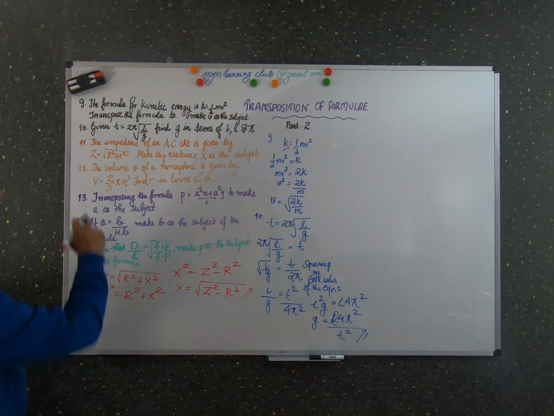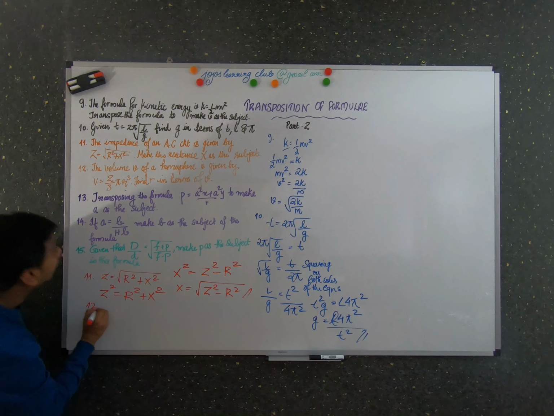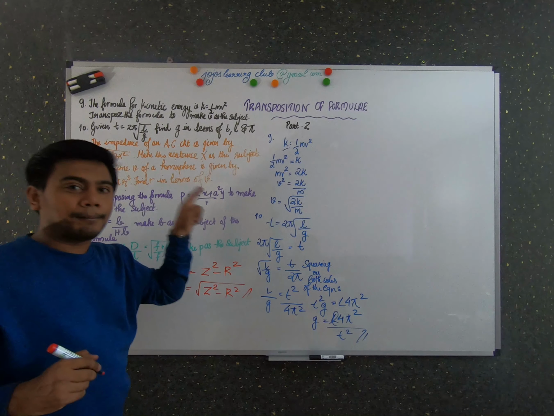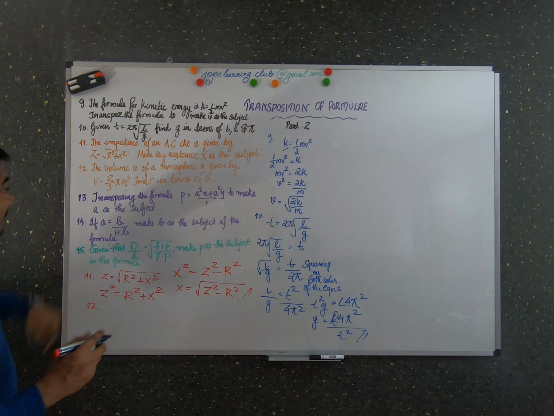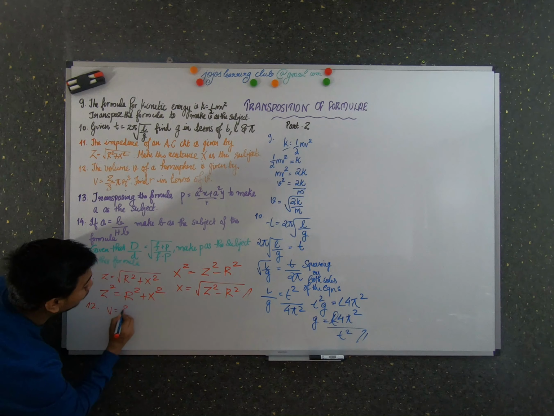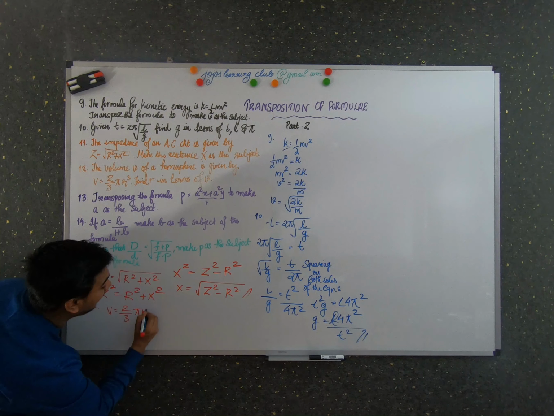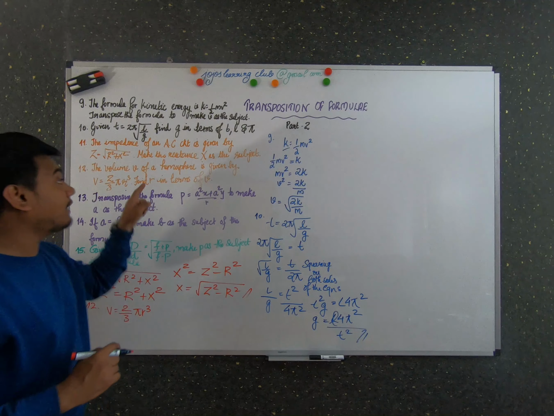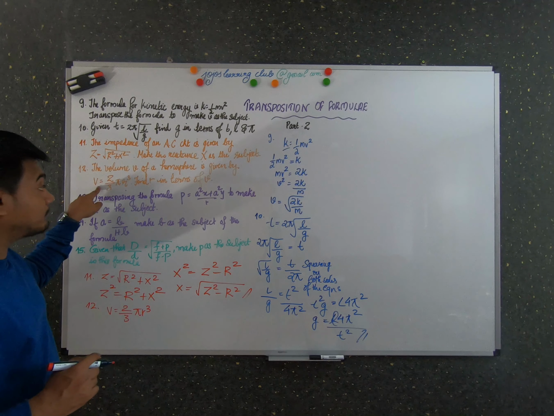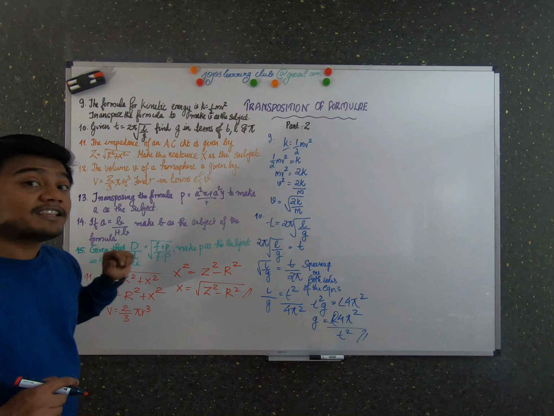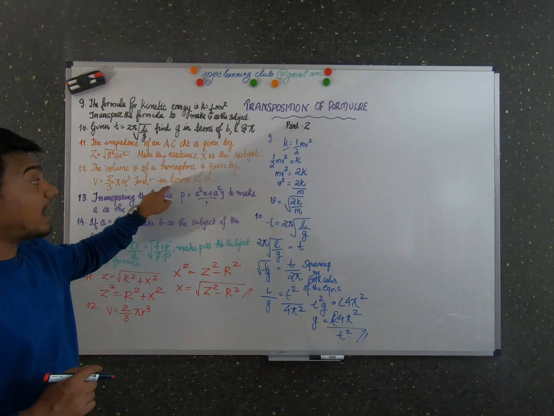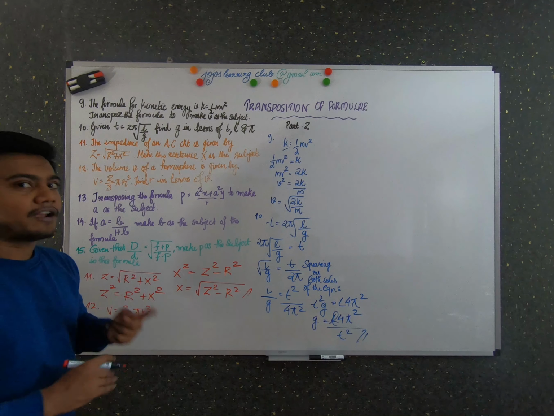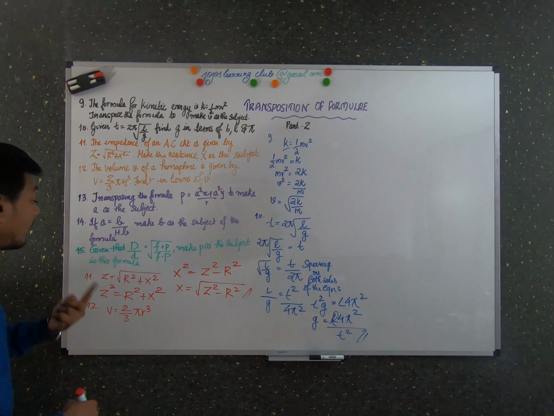And now let's do the 12th problem. What is the 12th problem? The volume of a hemisphere is given by V is equal to 2 by 3 pi r cube. So this is the volume of a hemisphere, and V is the subject over here and the rest are the symbols of the equation. So find R in terms of V. So we have to convert in such a way that now R is a symbol.